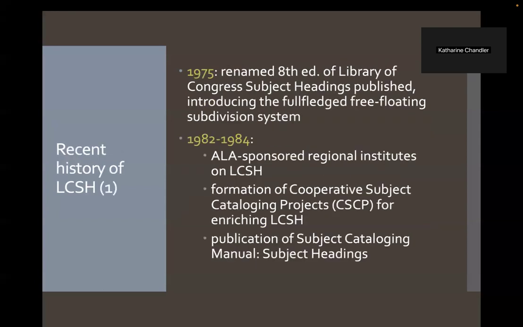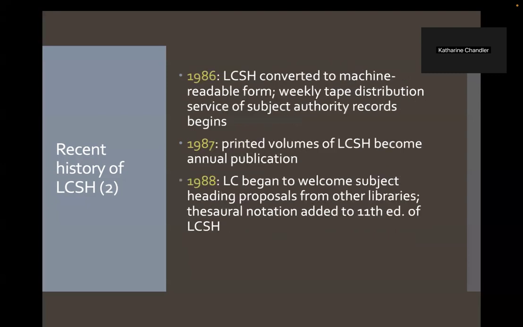In 1975, the LCSH was renamed the 8th edition of Library of Congress Subject Headings, introducing the full-fledged free-floating subdivision system. From 1982 to 1984, the ALA sponsored regional institutes on LCSH, and the Cooperative Subject Cataloging Project, CSCP, was formed for enriching LCSH. There was also publication of the Subject Cataloging Manual on subject headings. In 1986, LCSH converted to machine readable form, and a weekly tape distribution service of authority records began. In 1987, printed volumes of LCSH became an annual publication.